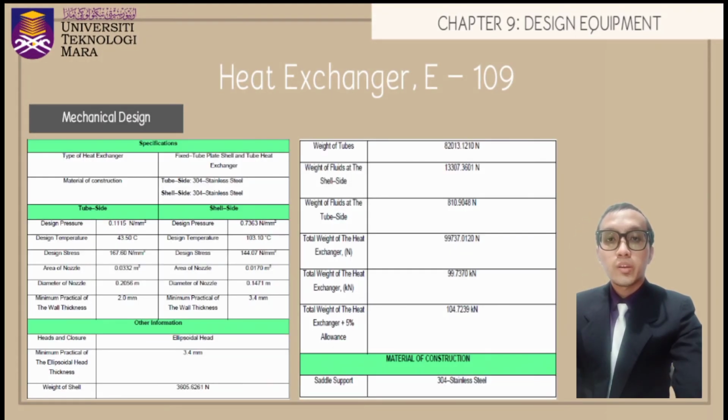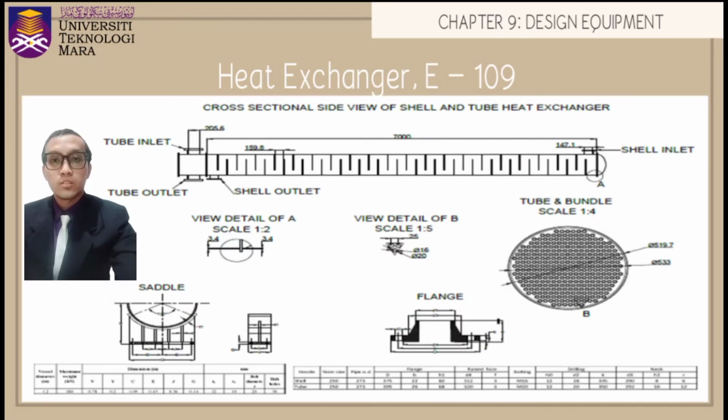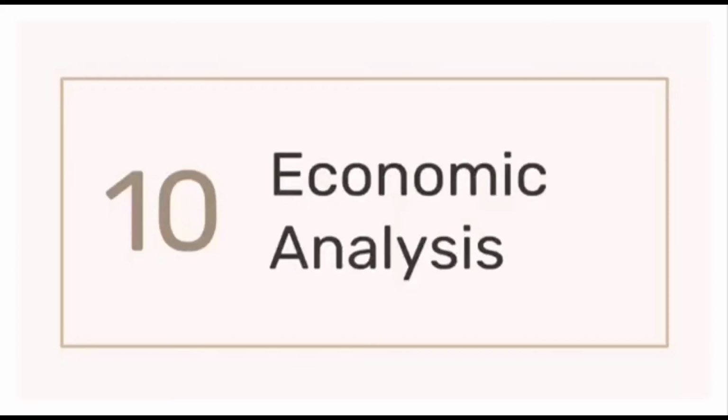Meanwhile, the result from the mechanical design of E109 has shown that the stable minimum practical wall thickness for the tube side and the shell side will be 2 mm and 3.4 mm respectively. The suitable type of head enclosure that will be used for the cooler of E109 is an ellipsoidal head, since its minimum practical wall thickness is almost similar to the thickness of the shell. So this is the AutoCAD drawing for the heat exchanger of E109 based on the chemical and mechanical design that has been made.